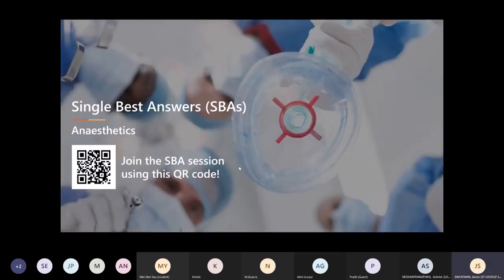Cool, so let's jump into it. So if I can get you to get your phones out and scan that QR code, then you should be in the session.